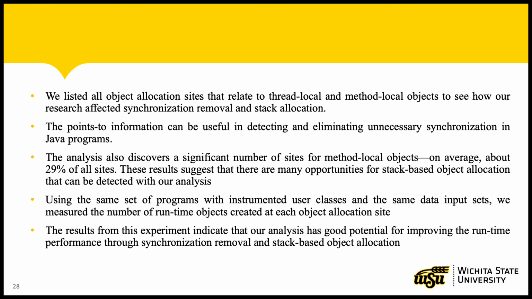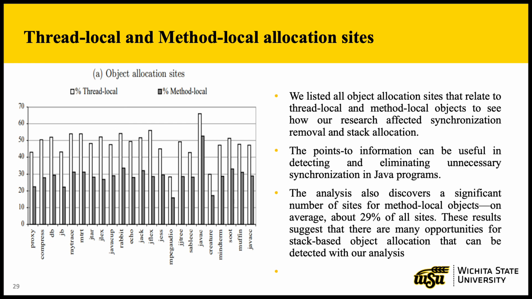The analysis also discovered a significant number of sites for method-local objects, an average of 28% of all sites. These results suggest that there are many opportunities for stack-based allocation that can be detected with our analysis. As in the figure, this shows what percentage of allocation sites in reachable methods were identified as thread-local or method-local.